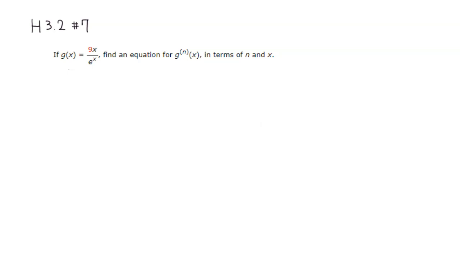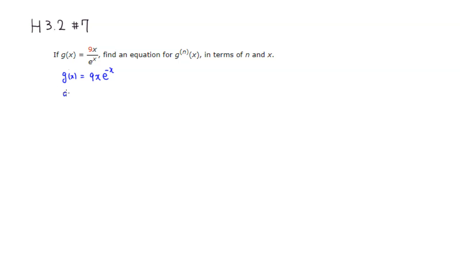First, I'm going to rewrite g of x as a multiplication. We have 9x, and since e to the x is on the bottom, it's going to be a negative power, so we can write it as e to the negative x power. Then we're going to start taking derivatives.